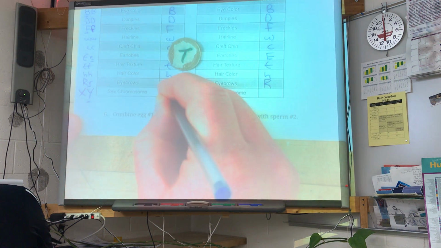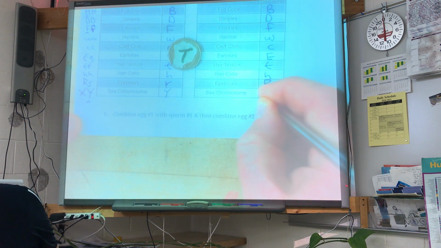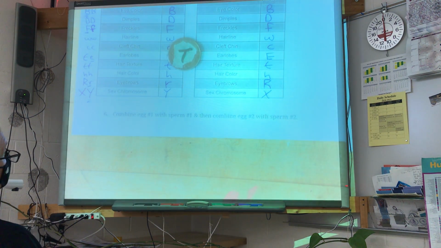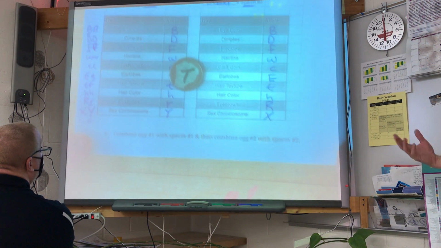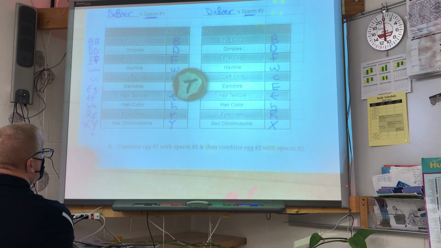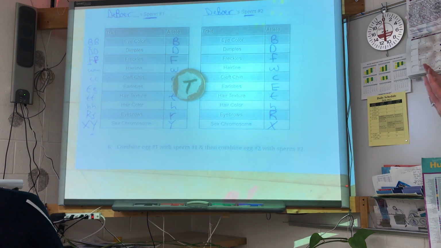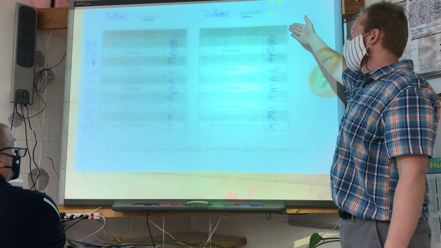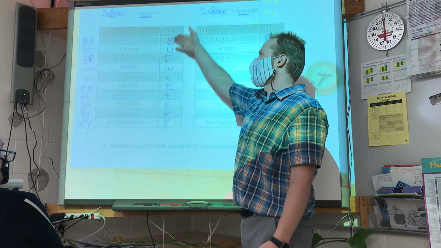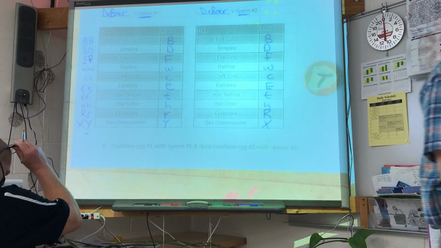So Mr. DeBoer flips a coin. Anytime it's heterozygous, we need to flip a coin. Technically, you could flip a coin for everyone, but if it's homozygous, you have the same alleles. So that's the idea: Mr. DeBoer is going to produce two sperm cells, and this is going to be the alleles in sperm cell number two, and this is going to be the alleles in sperm cell number one.